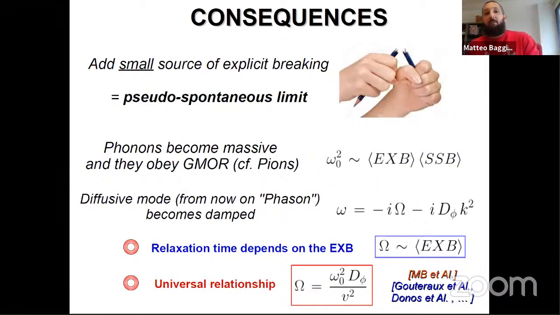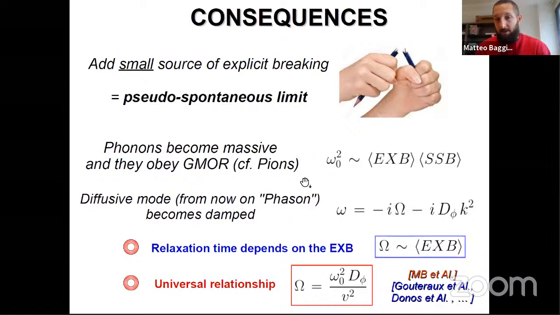Now there is another big puzzle, which is that whenever we add a small source of explicit breaking, so we implement what is called the pseudo-spontaneous limit, the phonons become massive because they obey what is called the GMOR relations, which is basically what happens for pions in QCD. So you have a Goldstone boson, and then you also break this symmetry explicitly and softly. And what you get is a mode that now has a mass, and this mass, here called omega naught squared, is basically proportional to the scale of explicit breaking times the scale of spontaneous breaking. This happens even in holography for this Goldstone boson. It's not a big surprise because it has to be. It just comes from symmetry arguments. Now, the more curious thing is what happens to this diffusive mode that from now on I will call the phason.